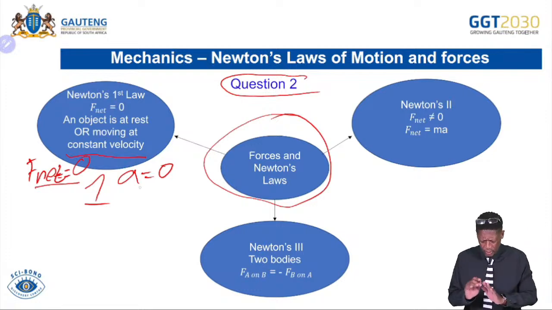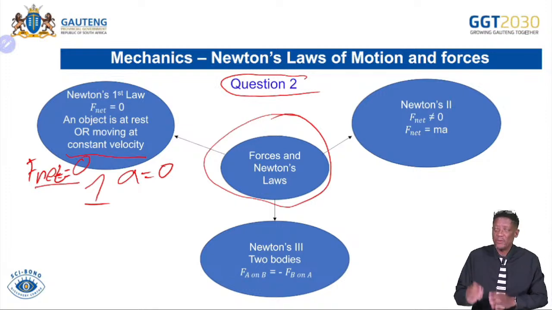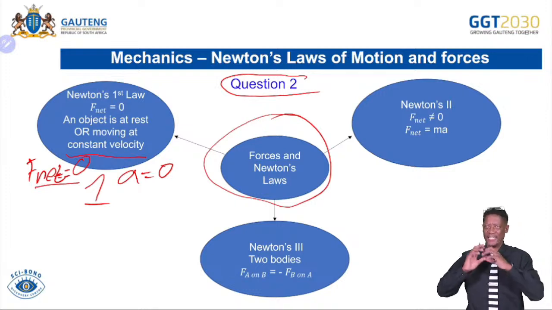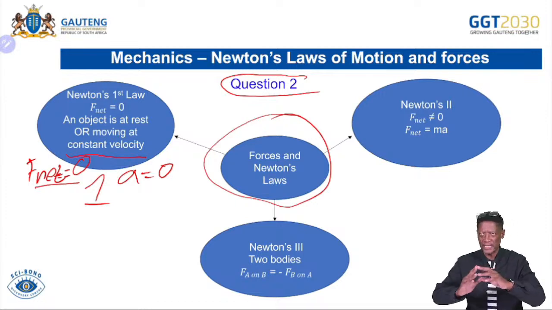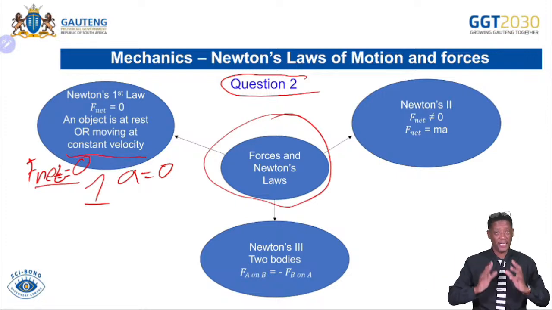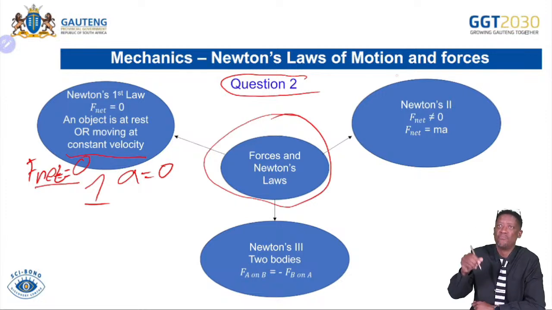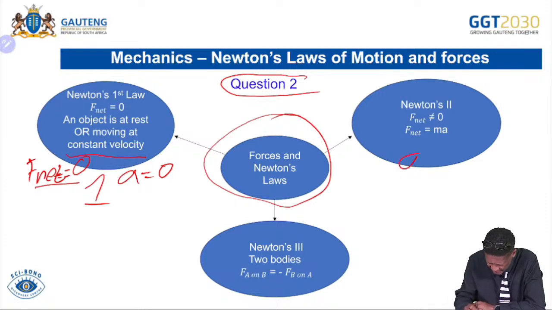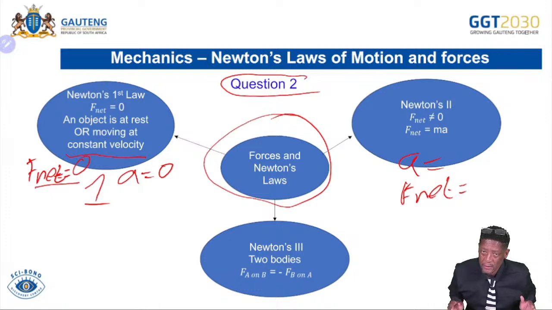Law number 2, that is where there is a net force and acceleration. Because if a net force is applied on an object, the object will accelerate in the direction of the net force. So this is the law where there is movement. There is acceleration there, and there is what? A net force.